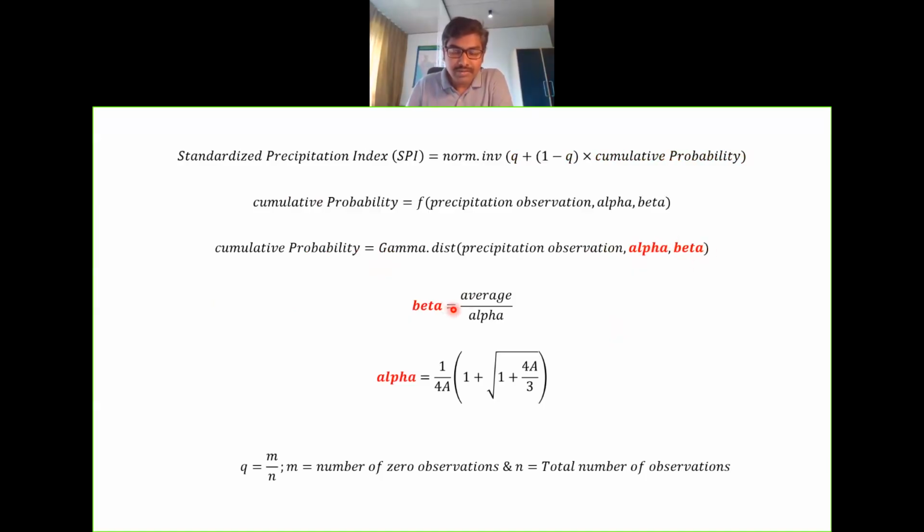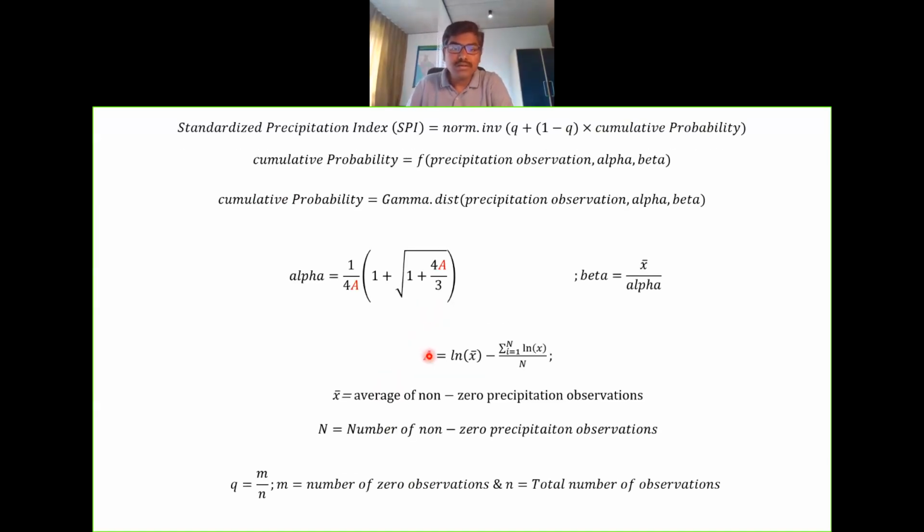Beta is equal to the average divided by alpha. Alpha is equal to 1 by 4A, times 1 plus the square root of 1 plus 4A by 3. We will see firstly how to calculate alpha. Once alpha is calculated, we will see how to calculate beta. To calculate alpha, we need to know what A is in this equation.